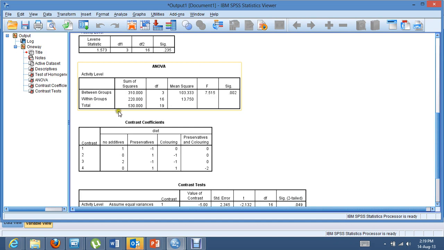Here's the results of the ANOVA. You can see that F is quite large and the ANOVA is significant. So the omnibus F is significant, so we know that at least one of the groups differs significantly.